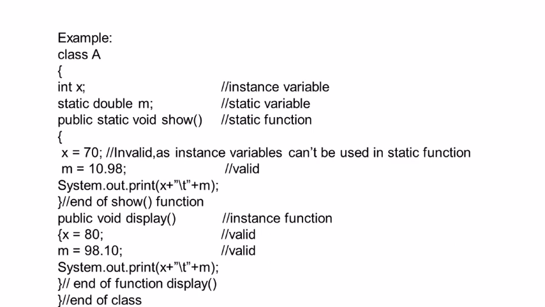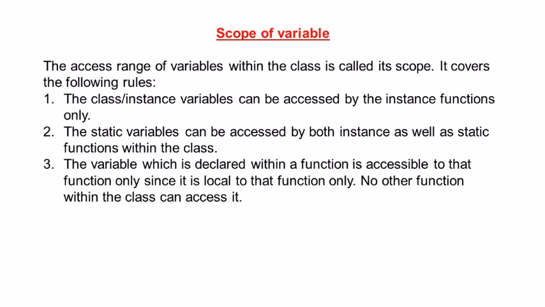Now comes scope of variable. The access range of variables within the class is called its scope. It covers the following rules. The class or instance variables can be accessed by the instance functions only. Static variables can be accessed by both instance as well as static functions within the class. The variable which is declared within a function is accessible to that function only since it is local to that function only. No other function within a class can access it.